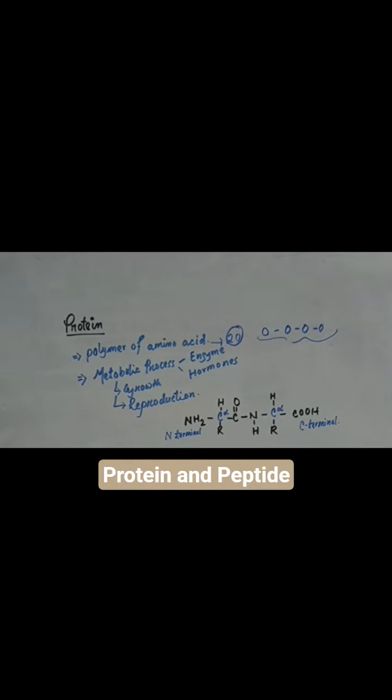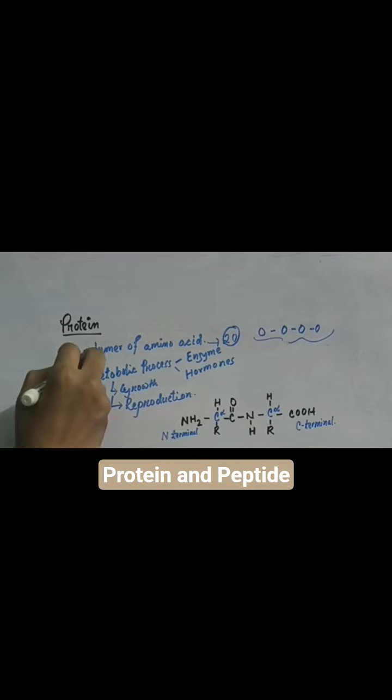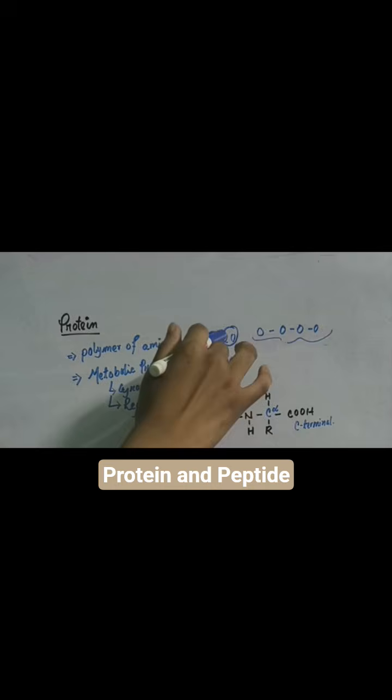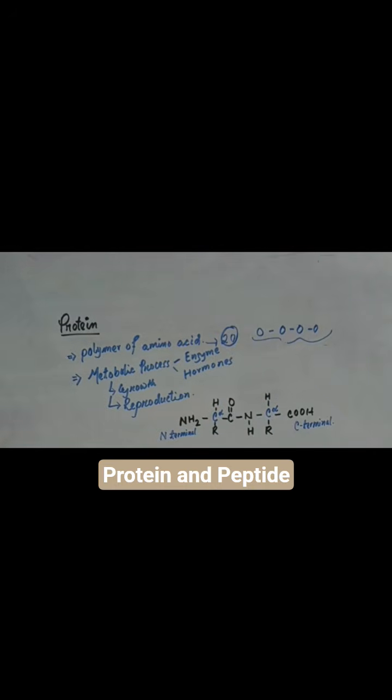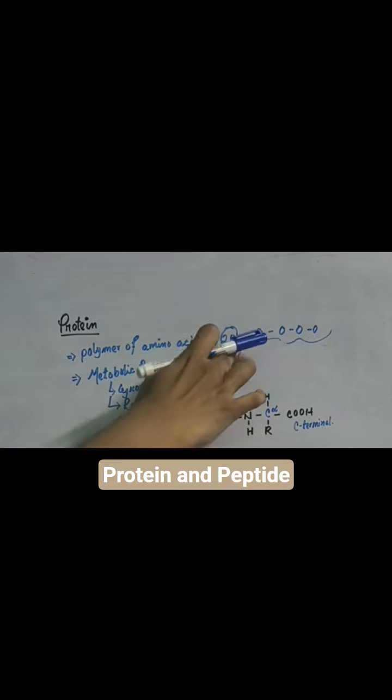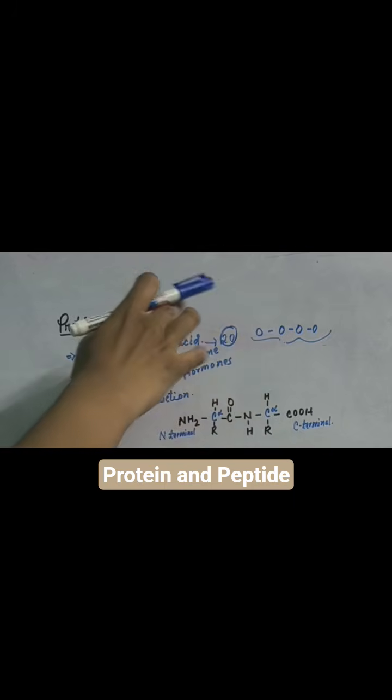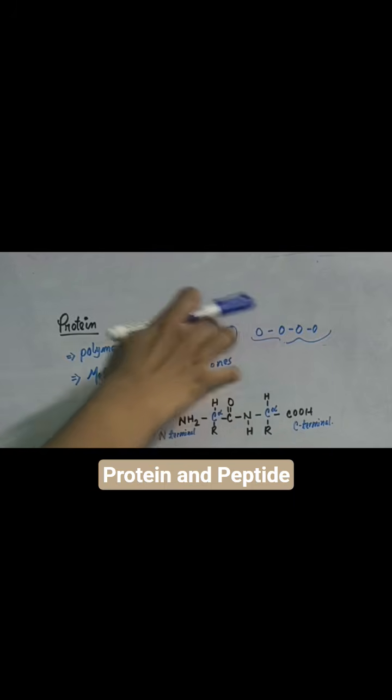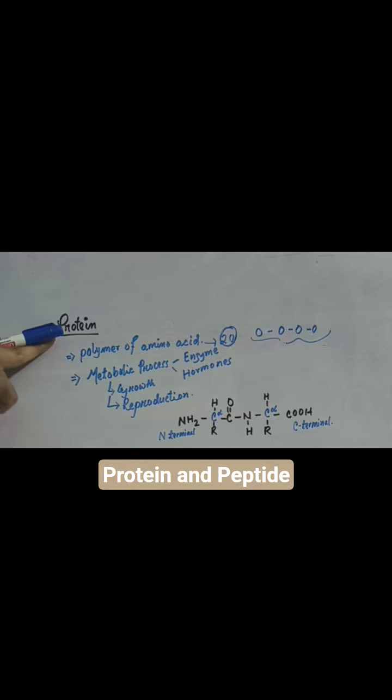So today's topic is the protein. So here, protein, as we know, is a polymer of amino acids. That means there are 20 amino acids that are naturally found, and these 20 amino acids act as monomers that form the polymer, and this polymer is called the protein.